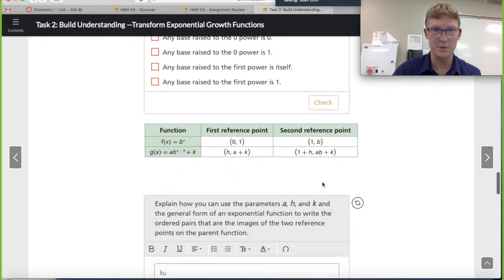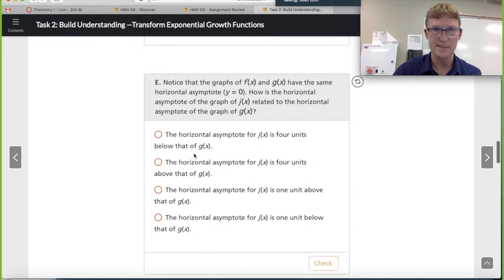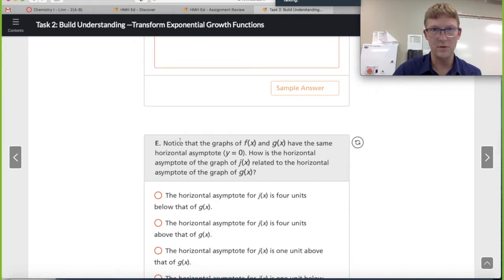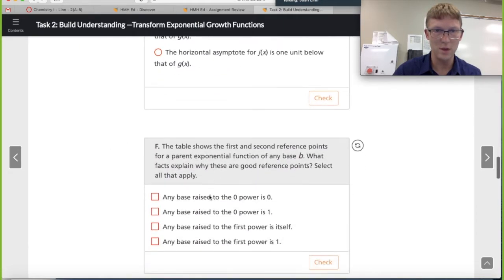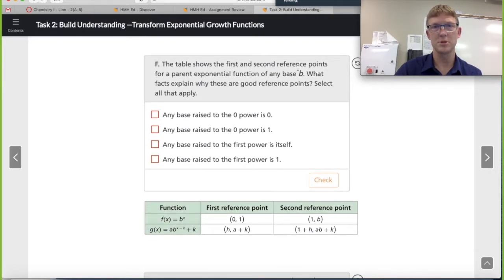So what other characteristics do we need to go through? Notice that the graphs of f of x have the same horizontal asymptote. Okay. The table shows the first and second reference points for the parent exponential function. For any base b, what facts explain why these are good reference points? Select all that apply. Any base raised to the 0 power is 0. That's false. Any base raised to the 0 power is 1. That's neat. Any base raised to the first power is itself.